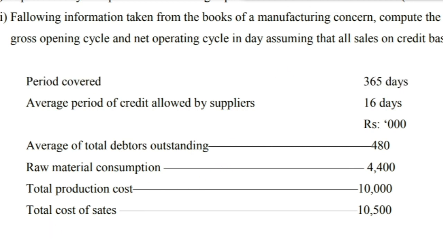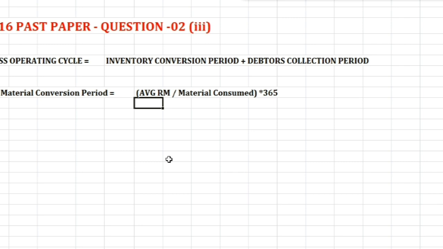Therefore, average raw material is given in the question 320,000, divided by material consumption, also given, 4.4 million, into 365 days. The answer for the raw material conversion period is 26.55 days.